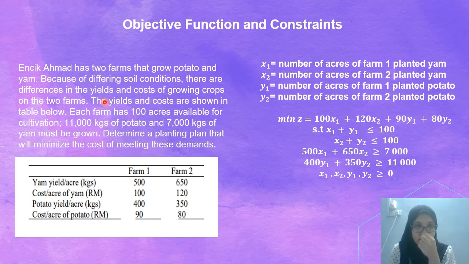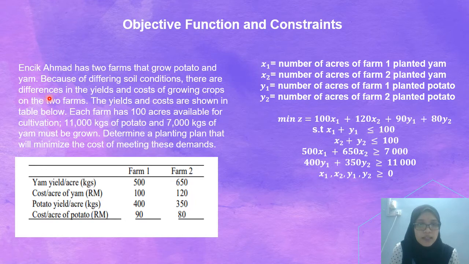So our constraint is, from the question, it says that each farm has 100 acres. So it will be less than or equal to 100 for each farm. And we know that each farm planted yam and potato. So we say that x1 plus y1 is less than or equal to 100. Same goes for farm 2, it has less than or equal to 100 acres. So x2 plus y2 is less than or equal to 100.